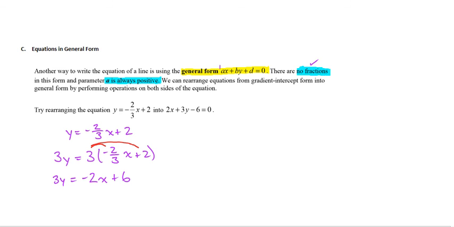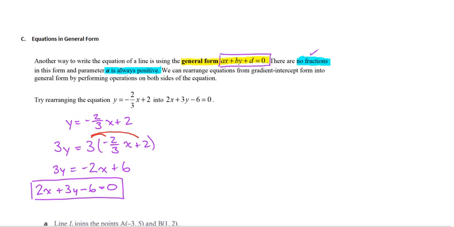And the next thing I have to do is make sure that all of my terms are on one side. So I'm going to move the negative 2x and the 6 over to the other side. So that gives me positive 2x plus 3y minus 6 equals 0. So that's my final equation, and when I look up here, I get what I was going for, so I know I am correct. So that's how you can rearrange into general form.